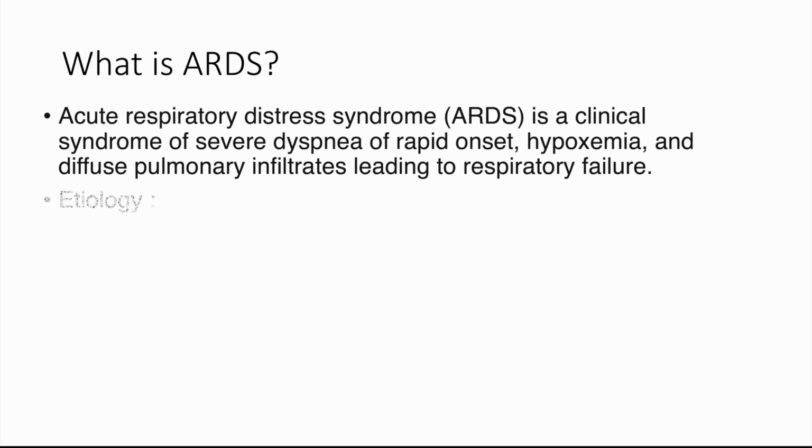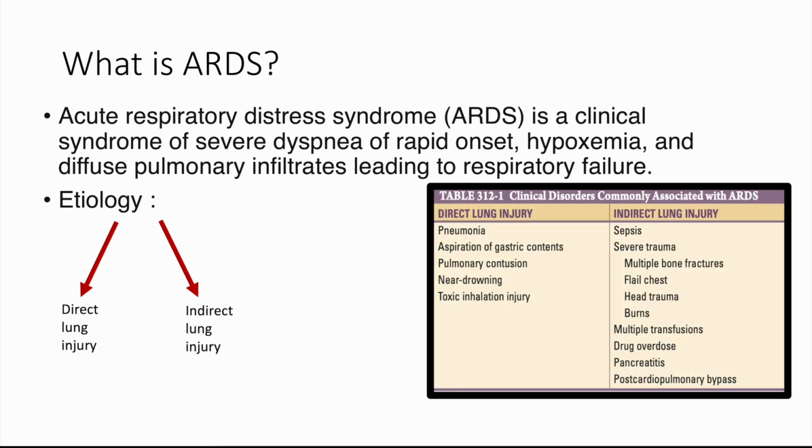The etiologies are classified as direct lung injury and indirect lung injury. The examples are given there. Direct examples are pneumonia, aspiration of gastric contents, pulmonary contusion, and toxic inhalational injury, and indirect causes include sepsis, pancreatitis, trauma, massive blood transfusion, or shock.